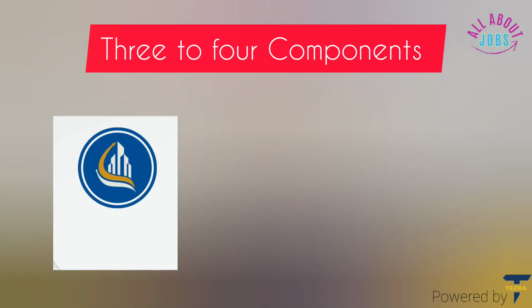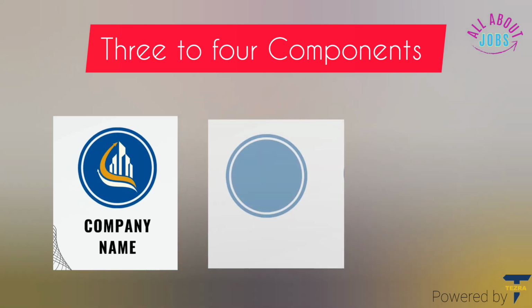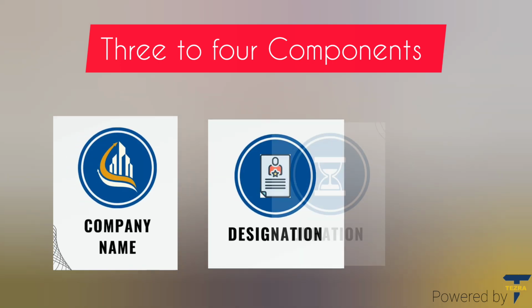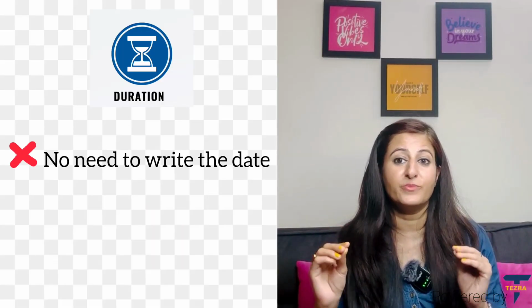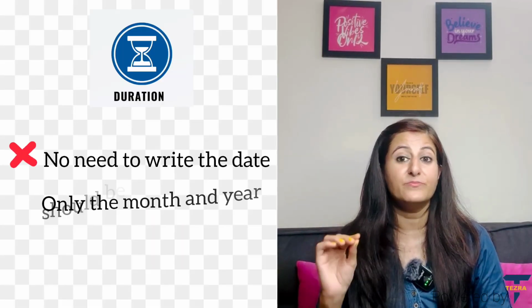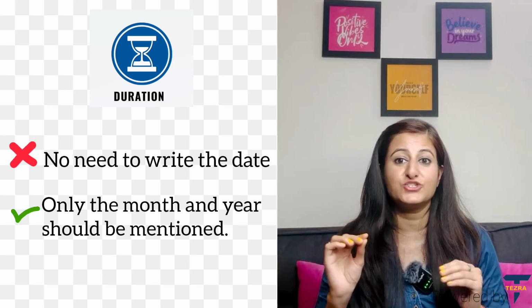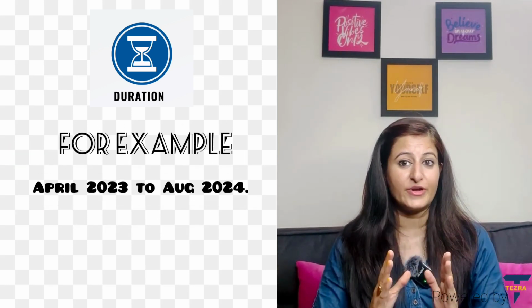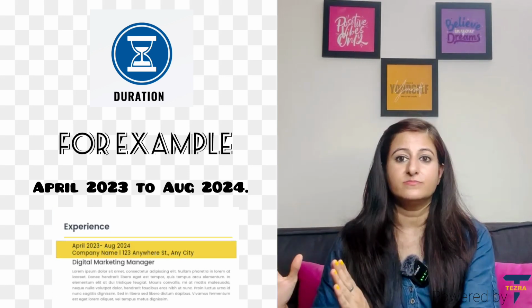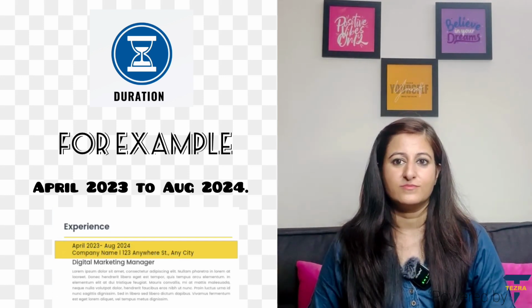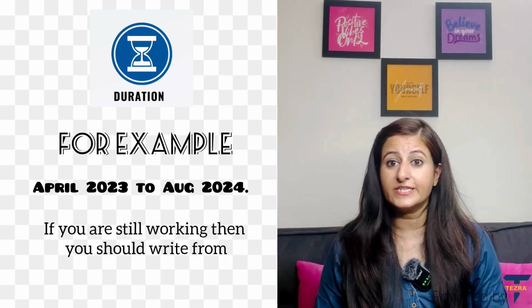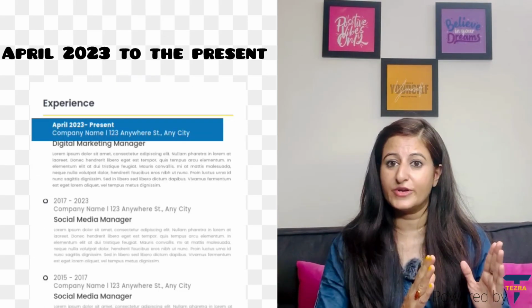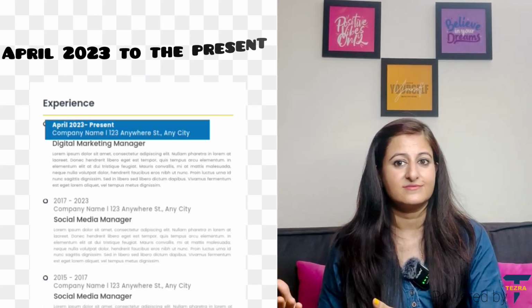There are 3 to 4 components. Number 1, your company name. Number 2, your designation. Number 3, the duration. In duration, you don't need to mention the date. Only month and year has to be mentioned there. For example, April 2023 to August 2024. If you are still working there, then April 2023 to the present.